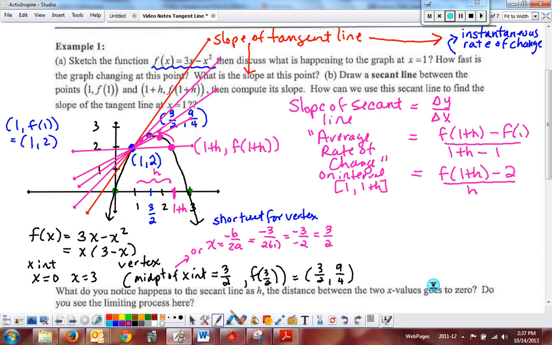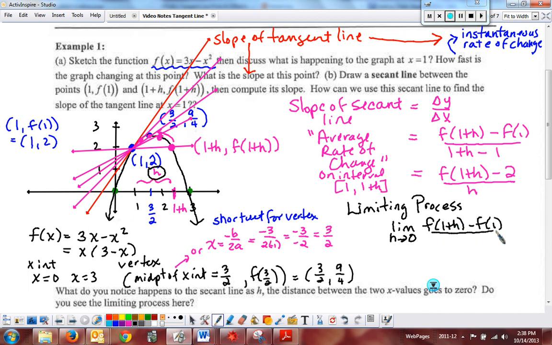Now the question is, what am I basically doing there? What kind of a process is that? That's what we call a limiting process, and this is where calculus comes into play. The idea that we're going to take the limit. As this point moves closer, what's happening to the location of this x value on the x-axis? As it moves closer and closer, what happens to h? h is going to go to 0. So we're going to take the limit as h goes to 0 of this slope formula that we have, f of 1 plus h minus f of 1 all over h.